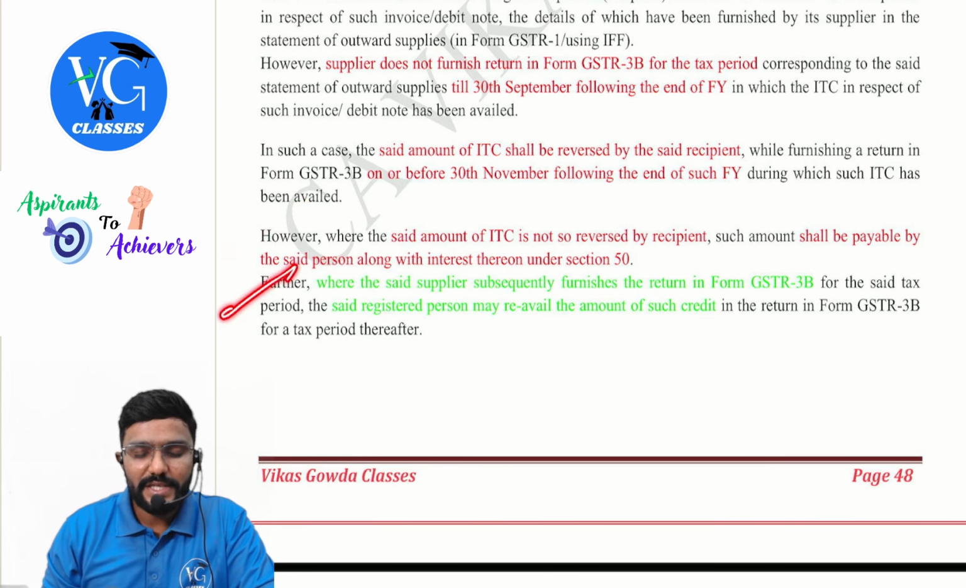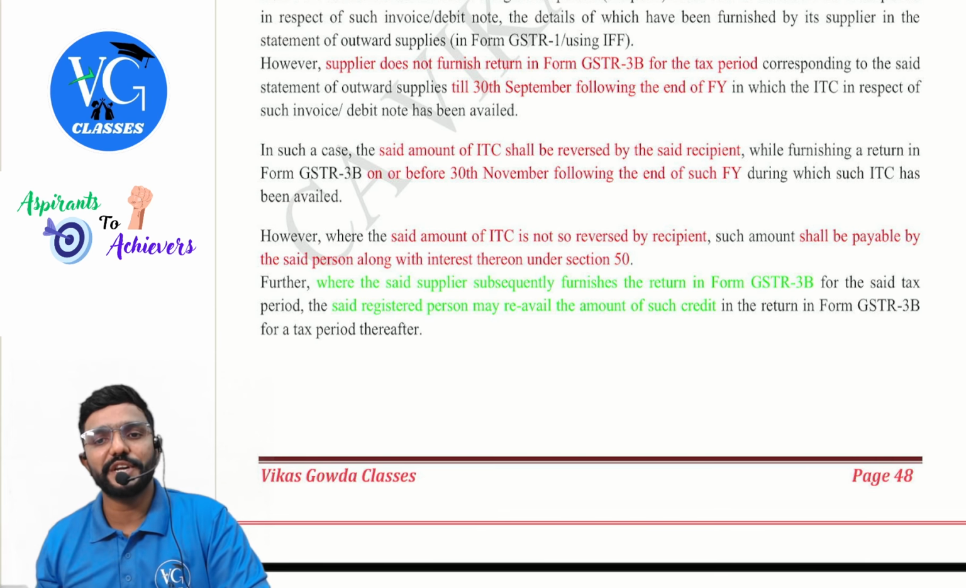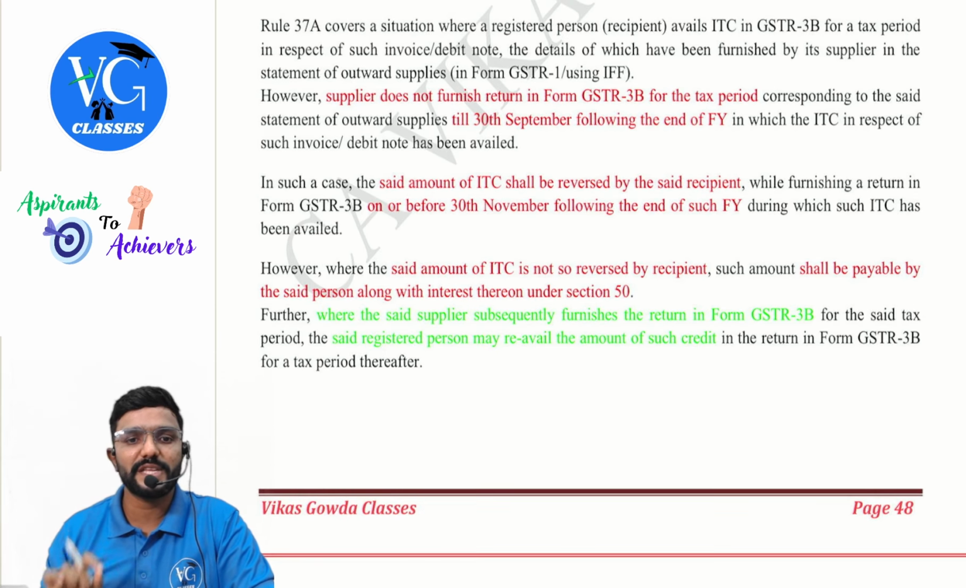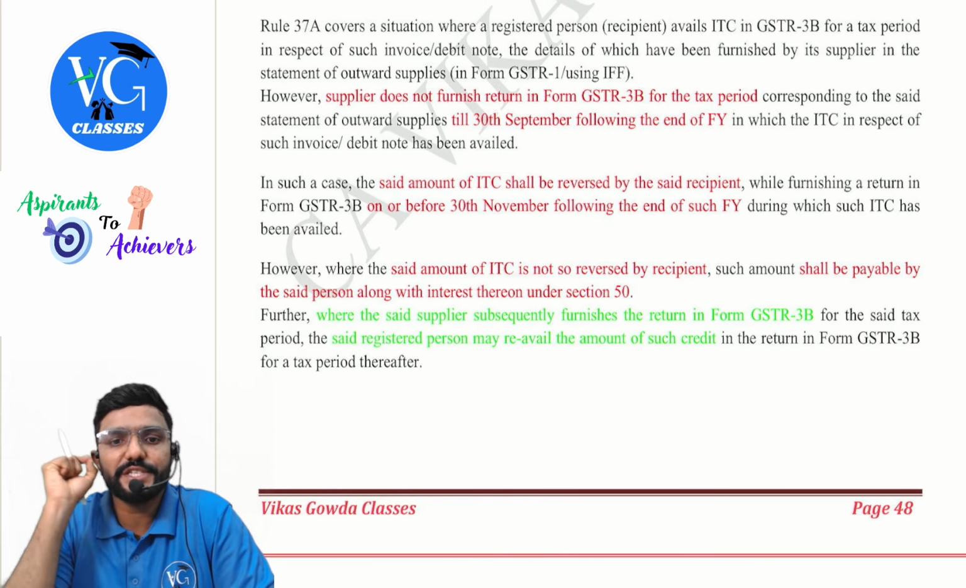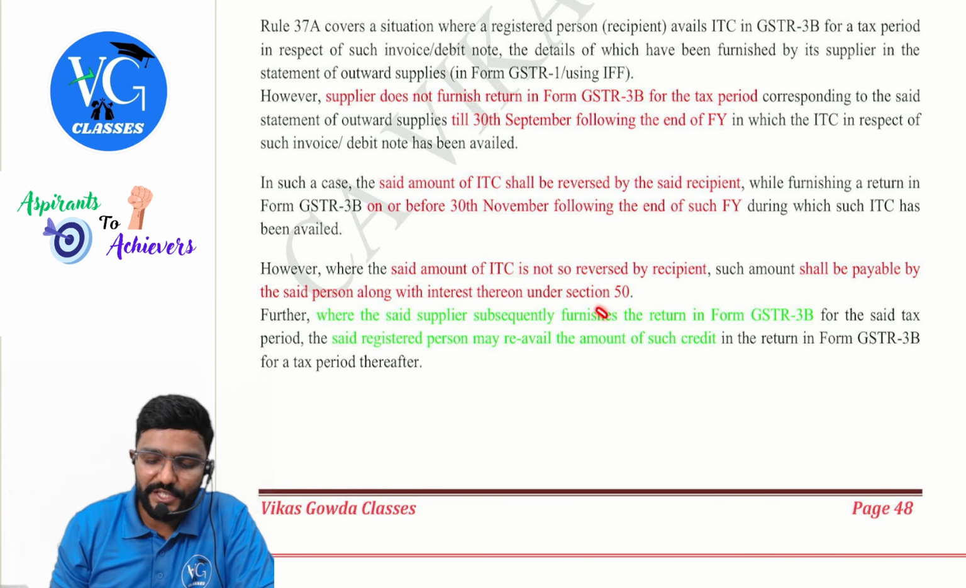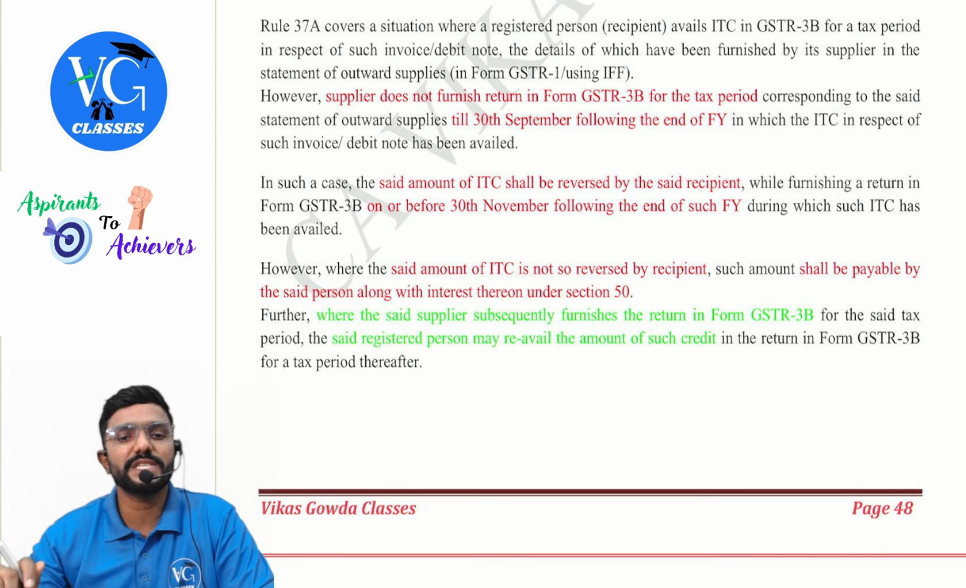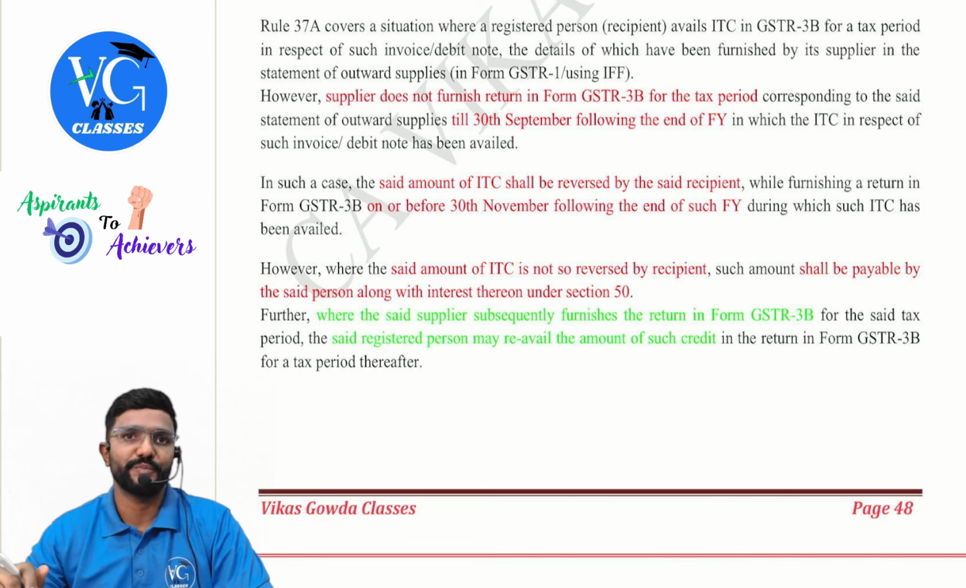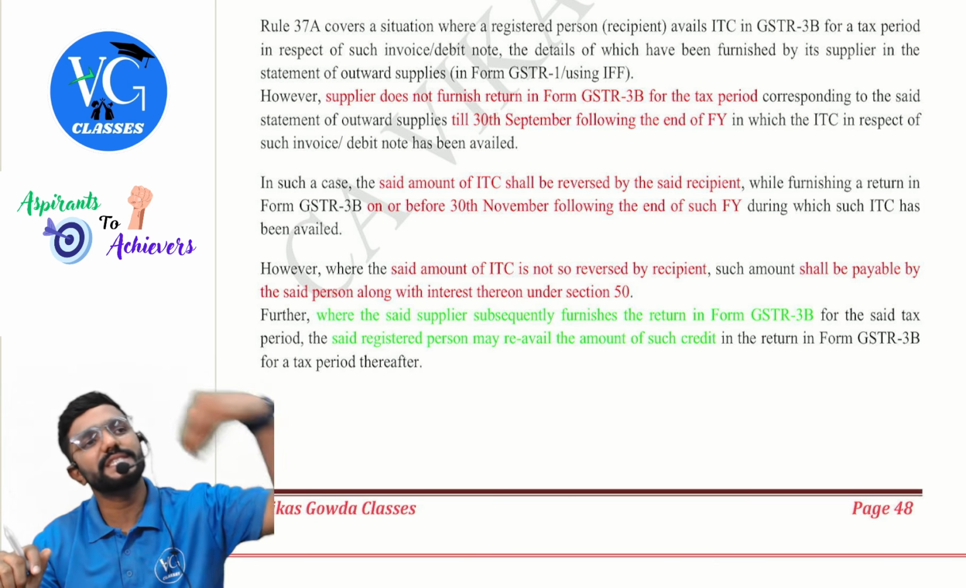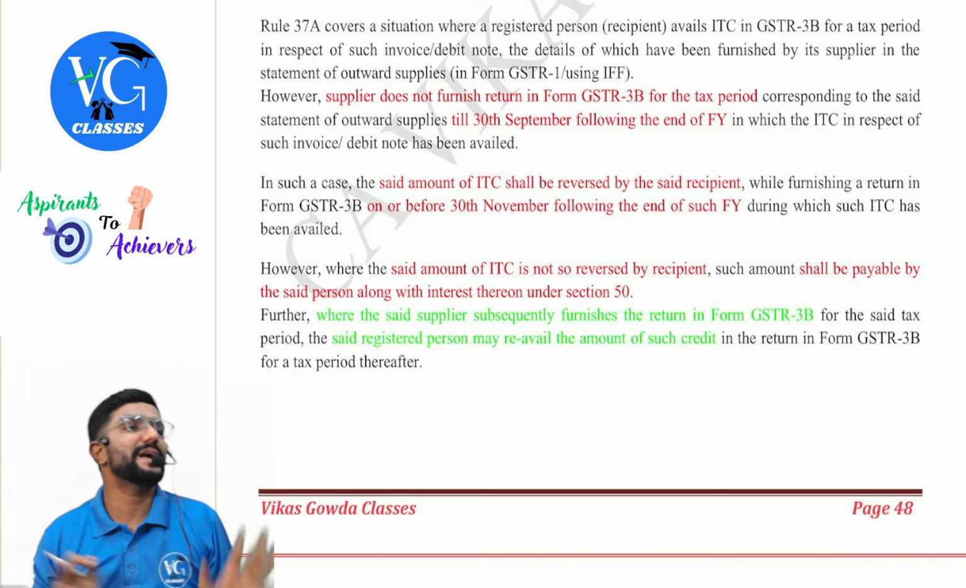Further, where the said supplier subsequently furnishes the return in form GSTR 3B for the said tax period, the said registered person may re-avail the amount of such credit in the return in form GSTR 3B for the tax period thereafter. Means once the supplier files GSTR 3B later, you can claim back the credit.